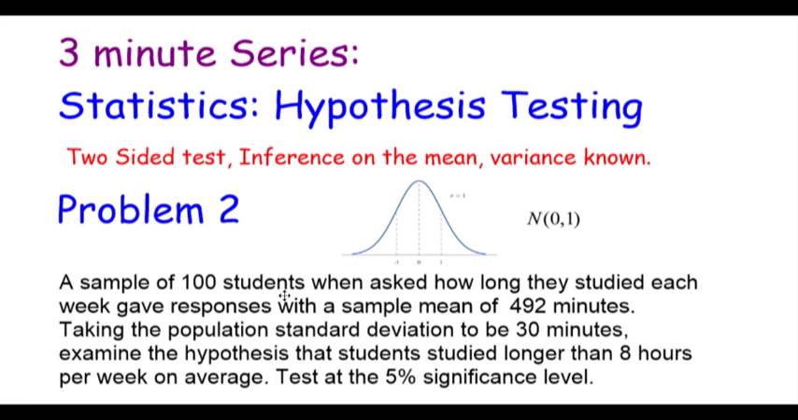We've got 100 students. They're asked how long they studied each week and gave responses which had a sample mean of 492 minutes. Now, if we take the population standard deviation to be 30 minutes, examine the hypothesis that the students studied longer than 8 hours per week on average, at the 5% significance level. I'm also going to have a look at the 1% significance level just to show you that this result is actually very significant. Okay, so let's have a look.